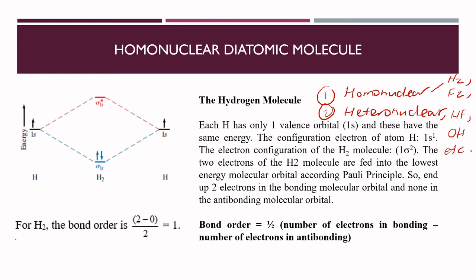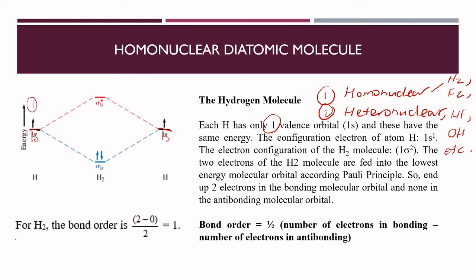Okay, the first example here is the hydrogen molecule. Each hydrogen has only one valence electron, and they have the same energy. The electron configuration of the atom is 1s1. In order to draw the molecular orbital, the first step is we need to draw this one, 1s.